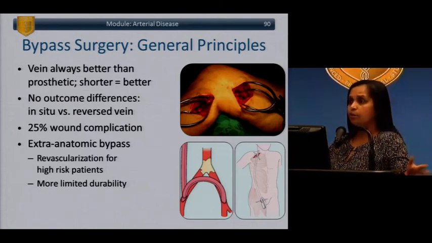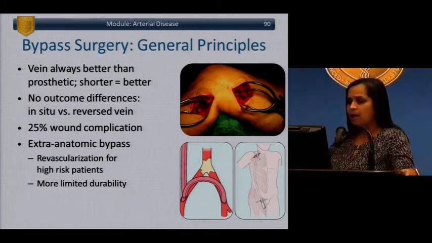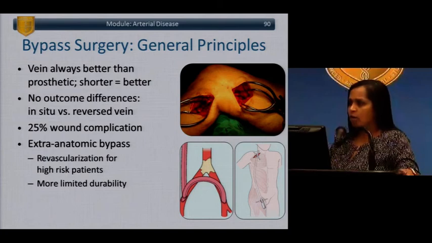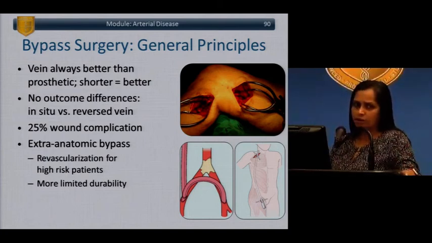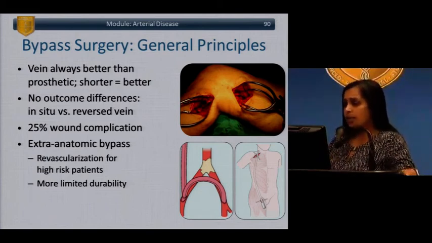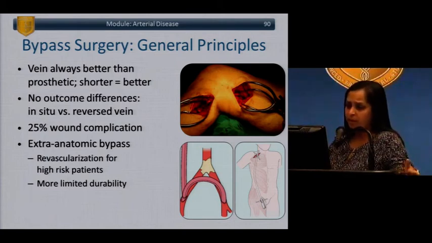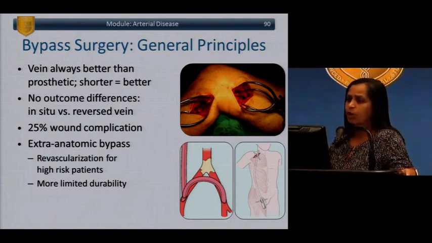General principles of bypass surgery: vein is typically better. The shorter the bypass, the better. There's really no outcome difference in different configurations of use of autologous conduits, so whether we reverse it versus use it in situ. And as I mentioned on the last slide, the wound complication rate is critical, so it's really important to pay meticulous attention to how you do your vein harvests to try to prevent these. Again, it's more common in diabetics to get a wound complication as well.